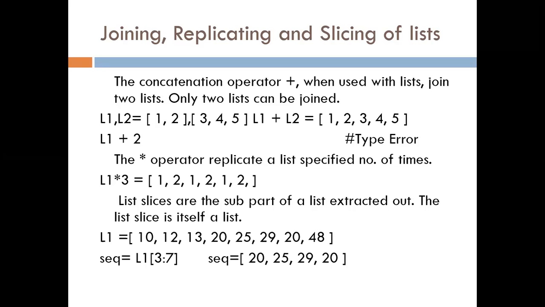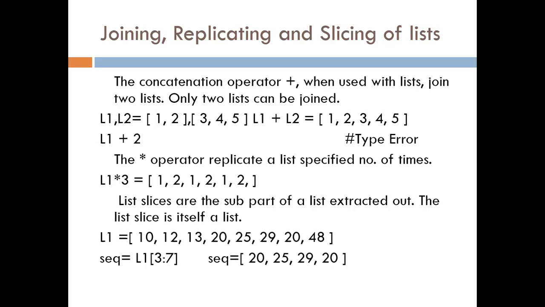So if you have, like you can see on the screen, two lists L1 and L2. L1 is 1, 2 and L2 is 3, 4, 5. Then L1 plus L2 gives us a list which is 1, 2, 3, 4 and 5. L1 plus 2 will give me an error because you cannot add things to a list like that. As you can see, the final list has elements of the first list as well as elements of the second list. You can also join two or more lists to form a new list.